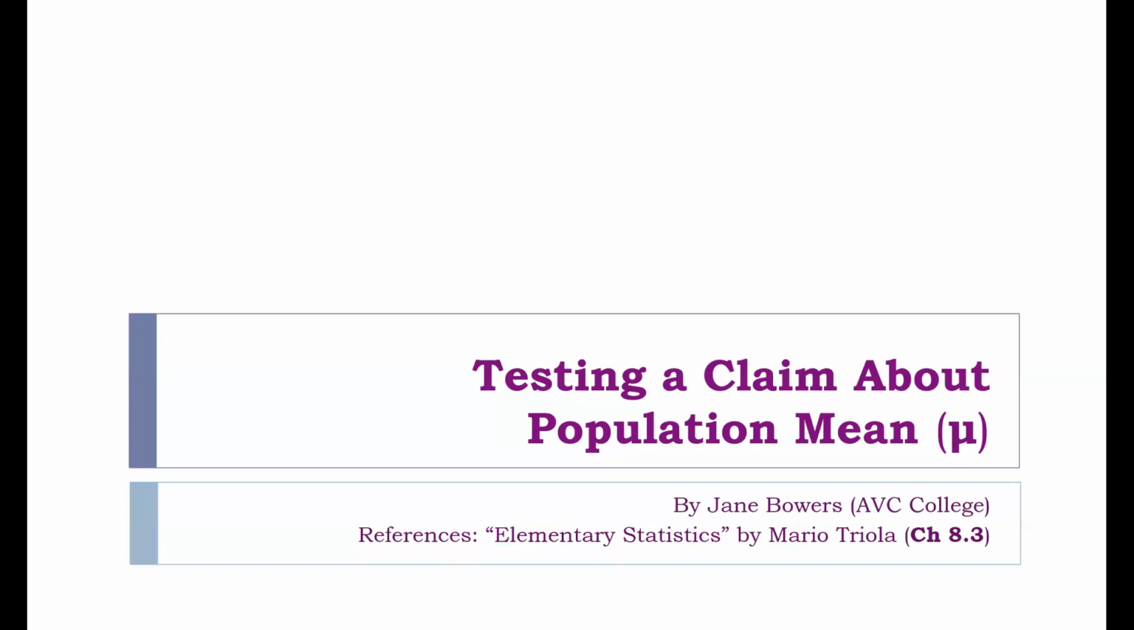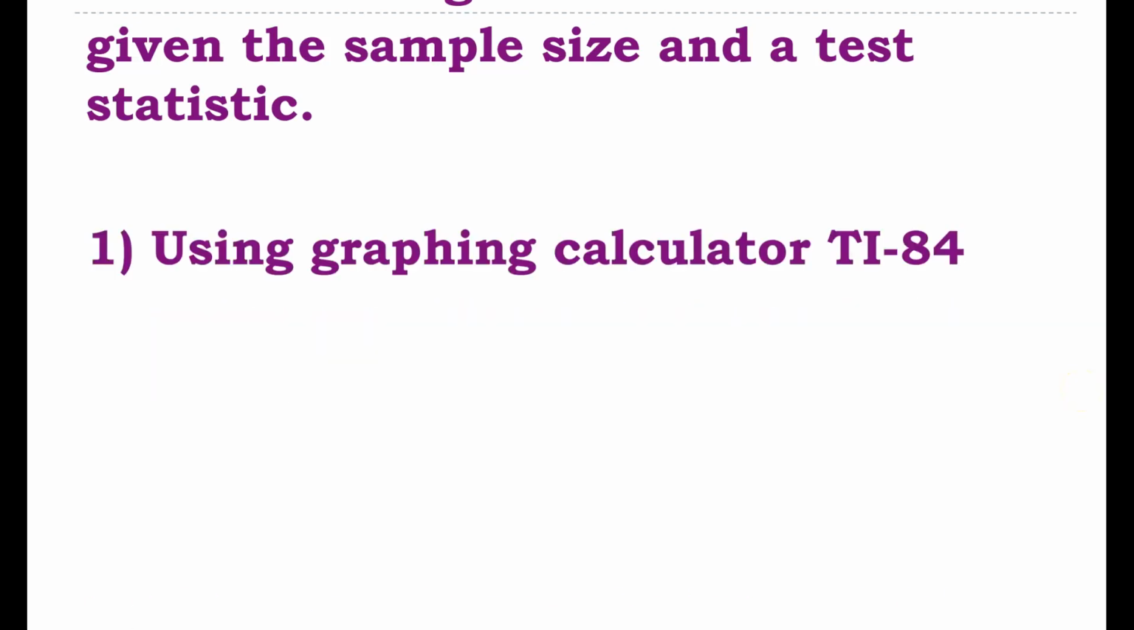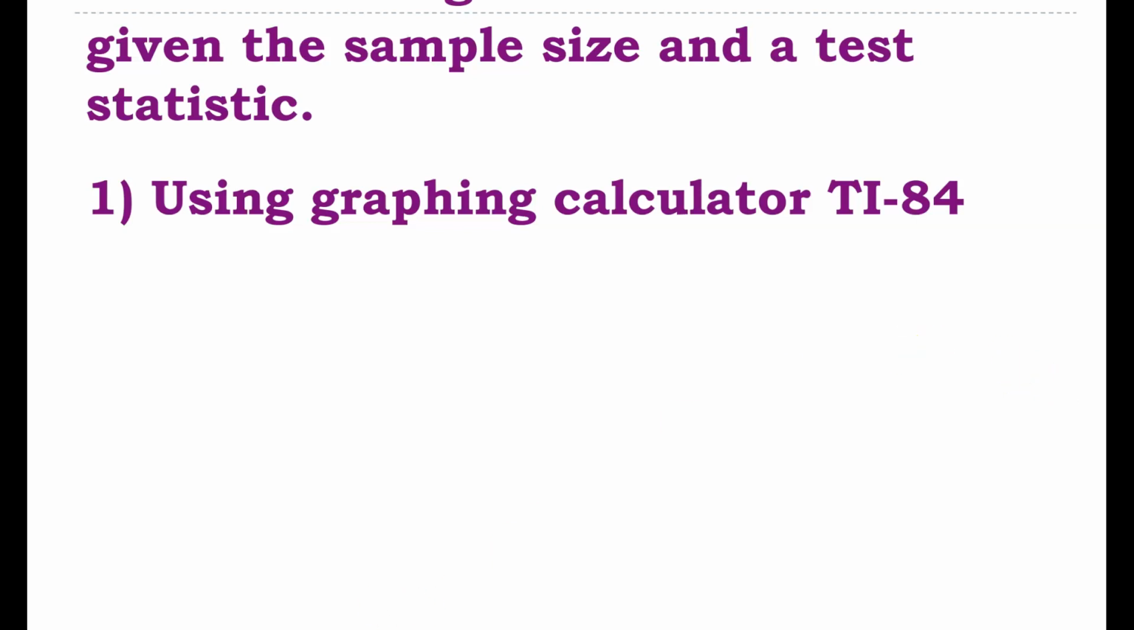This is part 2 in a series of videos about testing a claim of population mean. In part 2, we'll review how to find the p-value given the sample size and a test statistic. One of the methods is to use the graphing calculator, Ch8-3 or Ch8-4.